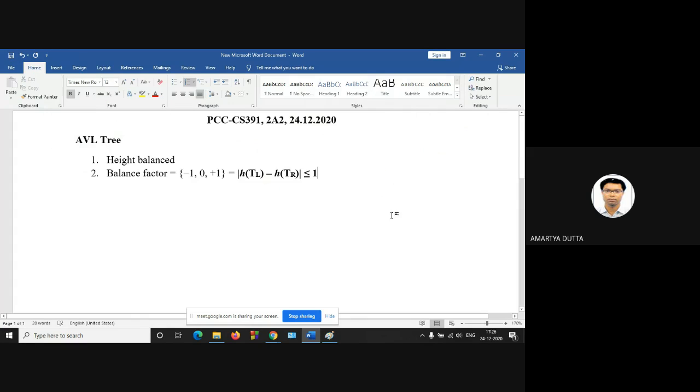Okay. So 4 types of rotations are there: LL rotation, next the RR rotation, LR rotation, and RL rotation.